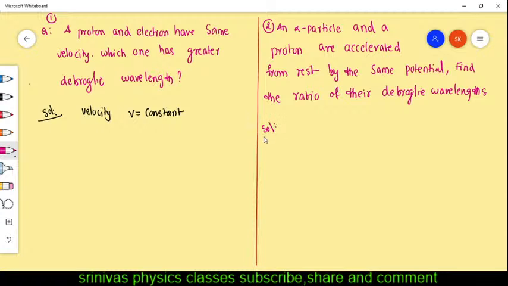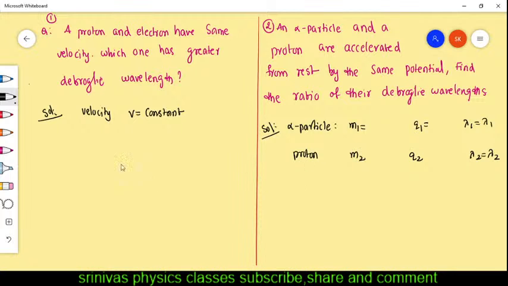Solution. What they gave in this? First one, alpha particle. Alpha particle mass we can take as m1. Alpha particle charge we can take as q1. Alpha particle wavelength we can take as lambda 1. Next one they give proton. Proton mass we can take as m2. Proton charge we can take as q2. Proton wavelength we can take as lambda 2. What are they asking? They are asking the ratio of de Broglie wavelengths.